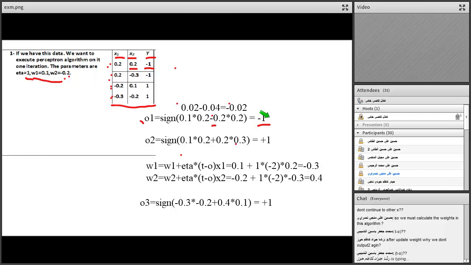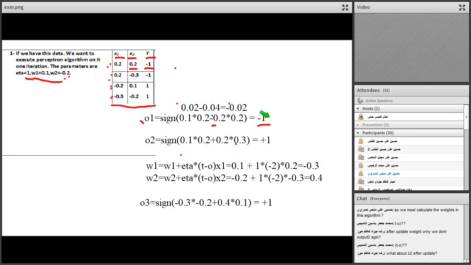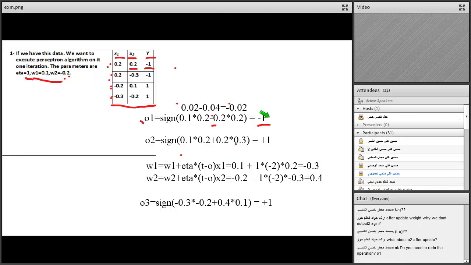As I told you, in this algorithm, we are updating the weights when the prediction is not equal to the target output. We are updating the weights. Okay. What about O2 after update? Yes, O2 after update.